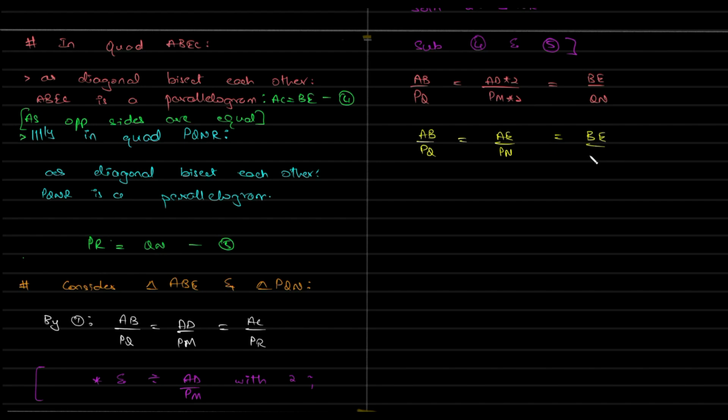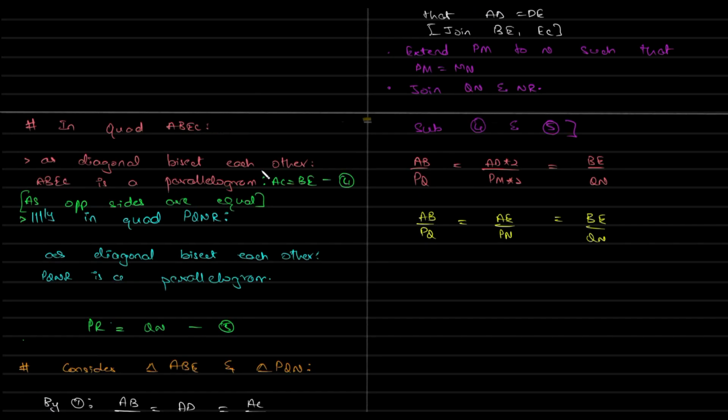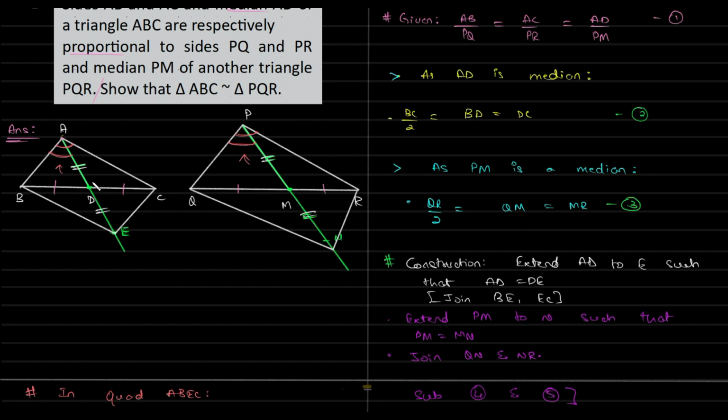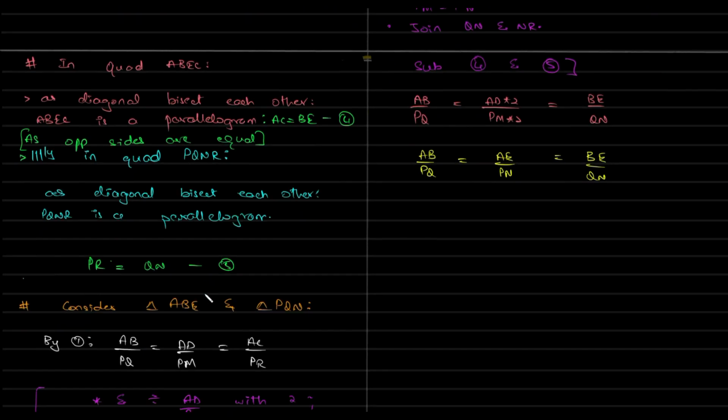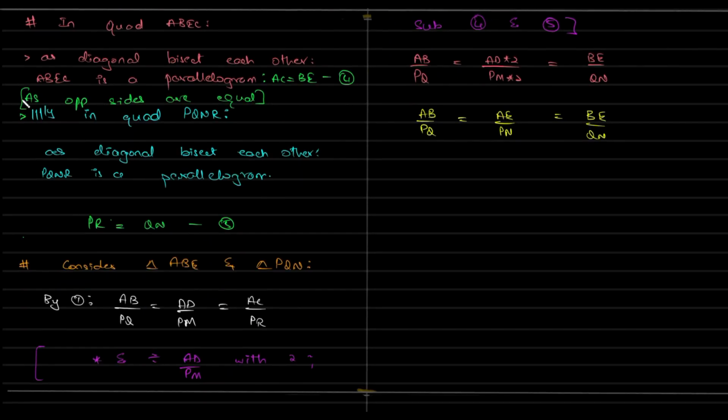Why? Go back to your diagram. I'll show you once. Double of AD will be AE, simple reason being AD and DE are equal. So double of AD is AE. Double of PM is PN. Right? So that's how it is. And now we have all of them being equal. So the ratios are equal. So what can you prove? These two triangles are similar.